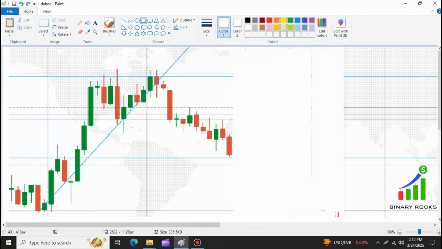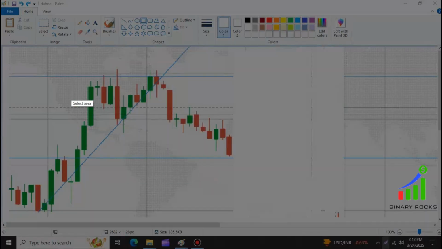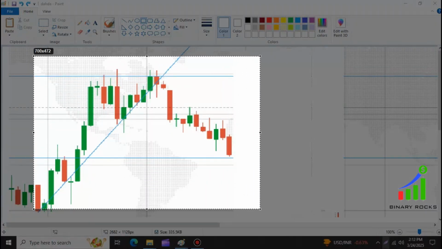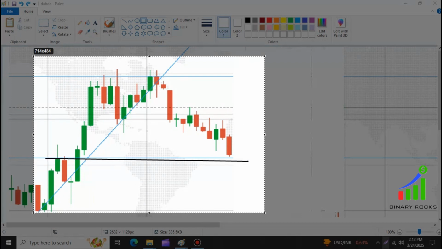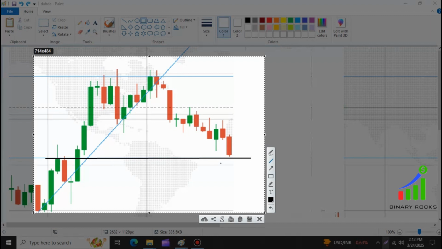Yes, we got a strong candle, and finally I think we have reached the SNR area which was previously respected. Finally we have entered this area. See, before I used to say there is an SNR here, this is an SNR area. Okay, and there is a gap too. So what do you expect in these kind of situations?